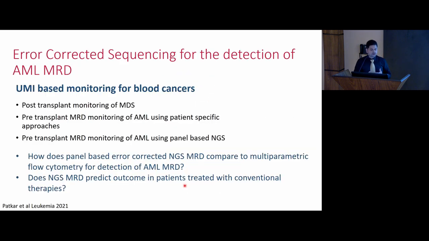So we wanted to ask a question: how does panel-based error-corrected sequencing compare to flow cytometry, and what is the outcome of these patients?